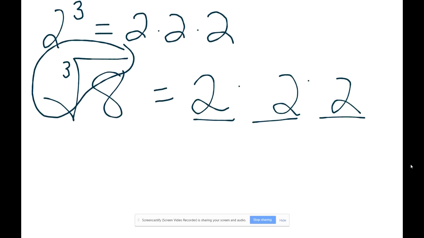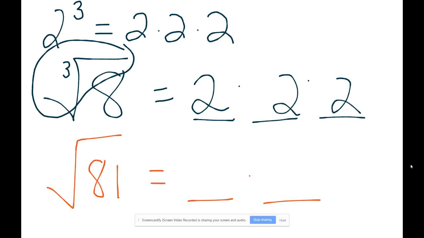It would be just like if you're square rooting a number, if we have like 81. Well, the square root of 81 is just what times what is 81. So we don't normally put this little 2 there, but that's what it's doing. It means what times what is going to be 81. Well, 9 times 9 is going to be 81.